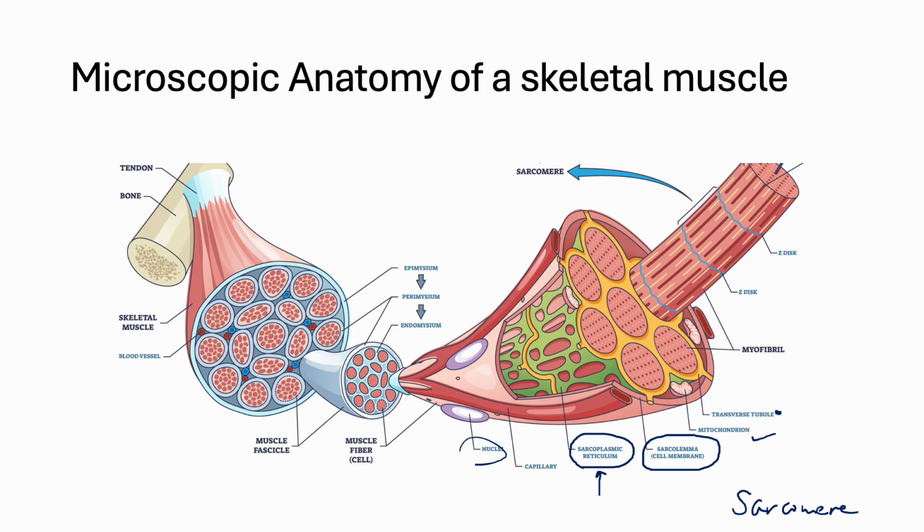One more feature of a cell that I'm going to mention that's not actually on this particular figure is that we know all cells have to have cytoplasm. But in a muscle cell, we actually call that sarcoplasm. So there's that word sarco again. The cytoplasm of a muscle cell is called sarcoplasm.